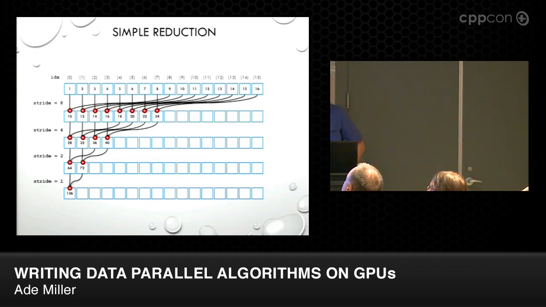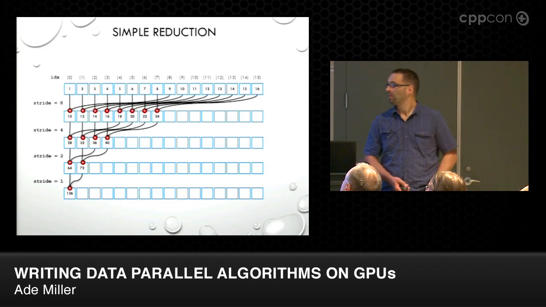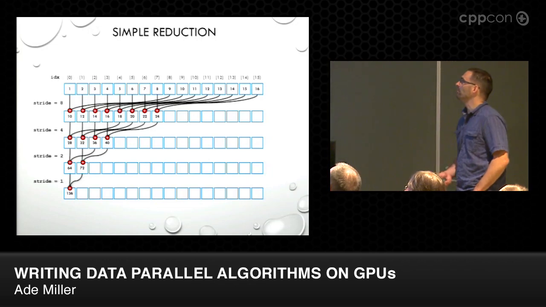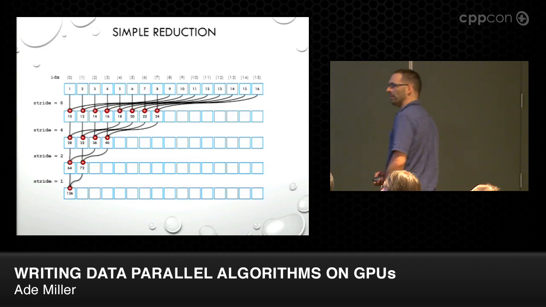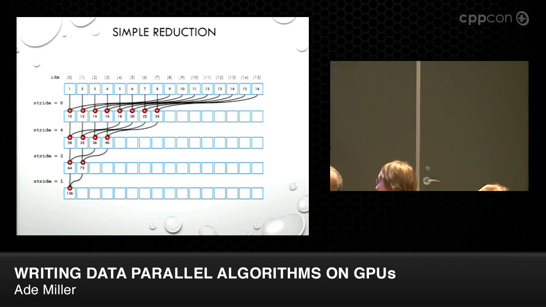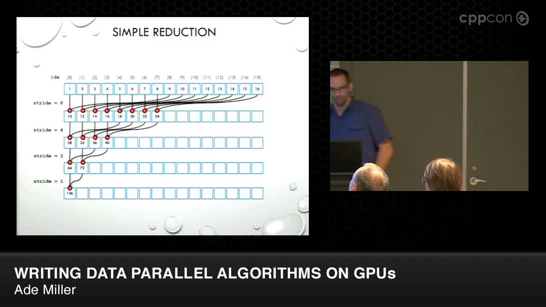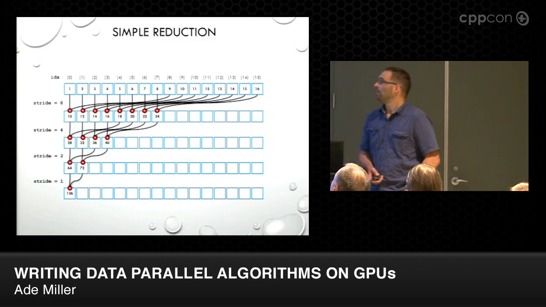Again, this is all in global memory. So you'll see later on, blue boxes represent global memory, and we'll go into that in a minute. The first thing you might notice about this is that I'm only using some of the threads some of the time.